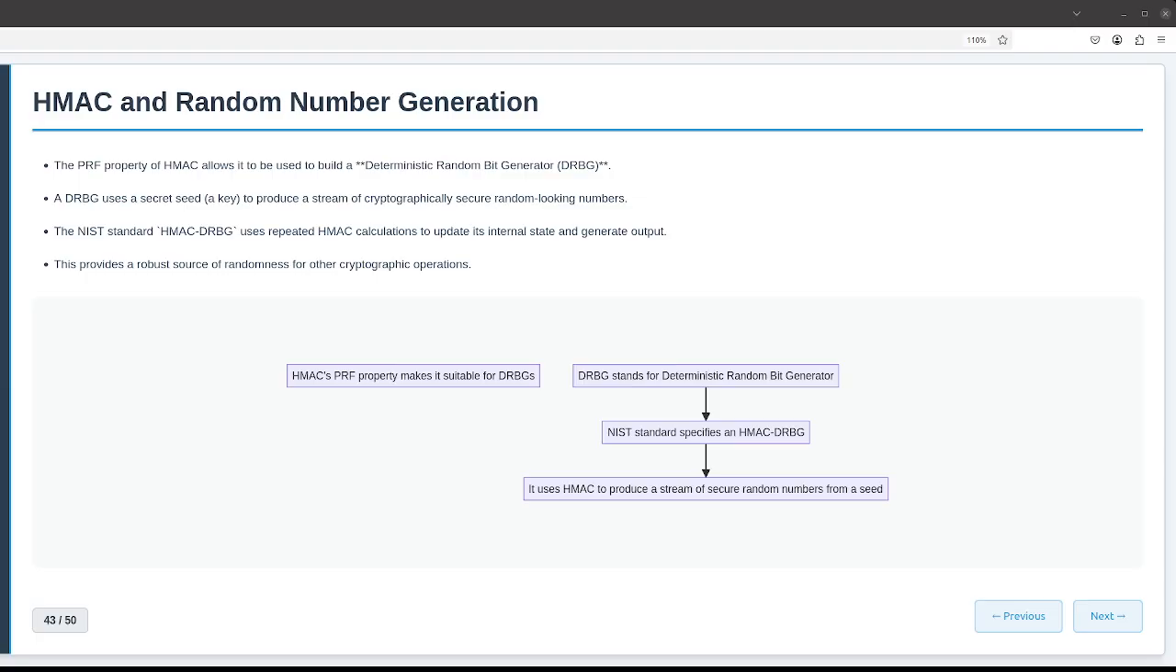It works by maintaining an internal state, and when new random bytes are requested, it calculates HMAC of the key and state to produce the output. It then updates its internal state by feeding the output back into another HMAC calculation. This is a robust way to generate random numbers for cryptographic applications.